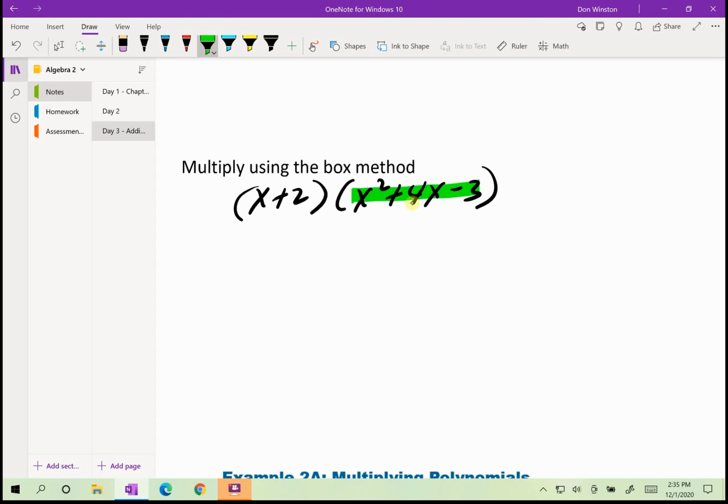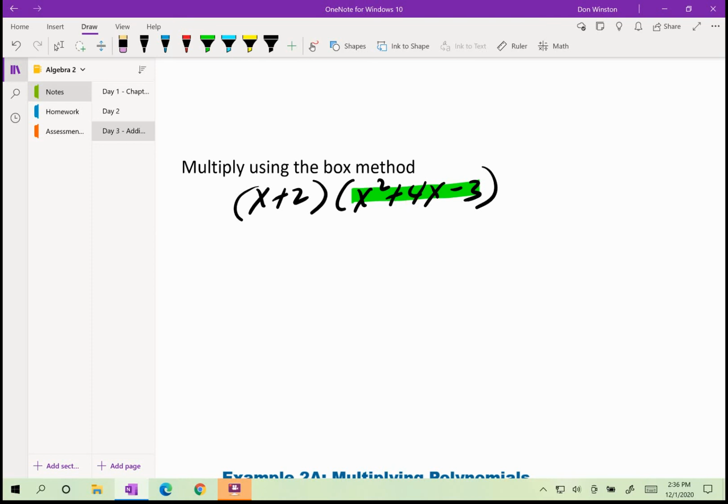If I had something like 5x to the 4th plus 2x minus 1, I would have to account for x to the 4th, x to the 3rd, x to the 2nd, and then the x and x to the 0. So I would have a 5 by 5 box. I'd have to account for every term: x to the 4th, x cubed, x squared, x to the 1st, and x to 0. I'd have a 5 by 5 box.